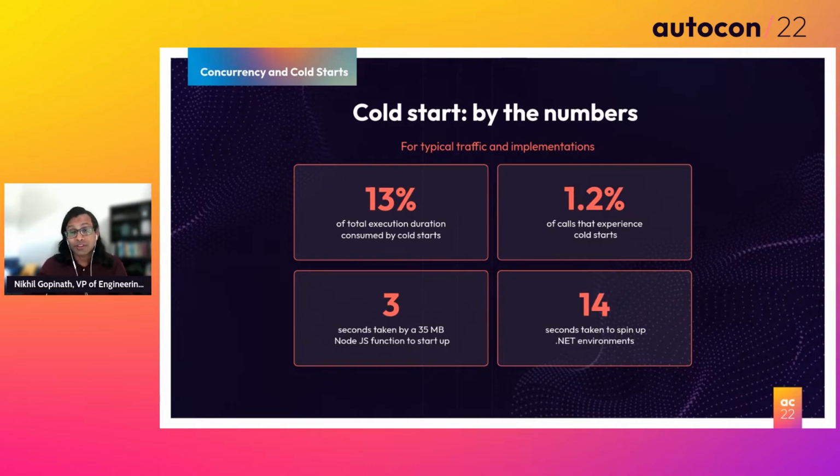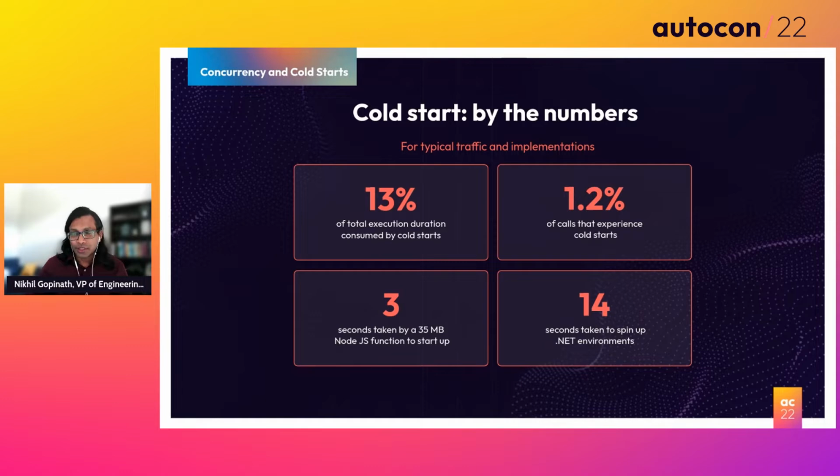So that 13% of execution time is time you could have spent serving customers' requests or something else more productive, right? So that's the magnitude of the impact of cold start on your current infrastructure. Between 3 to 14 seconds is what you would see as typical cold start time, right? For a very small Node.js Lambda, you might see somewhere around 3 seconds, up to 14 seconds that we are seeing for .NET based Lambdas, right?